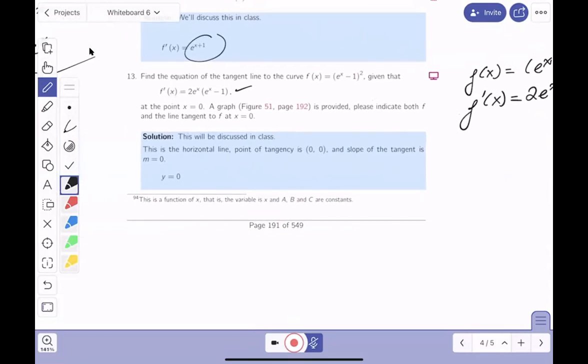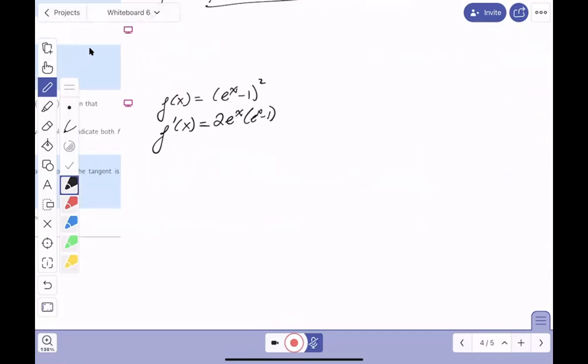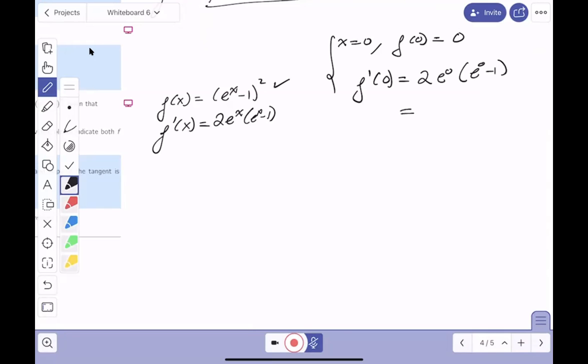They want the point 0, so x equals 0. I have to do f(0) to get the point, right? What's f(0)? Well, that would be 0. That's fairly easy to plug in. The next thing I do is f prime at 0. I don't know, plug it in. So what do you get? 2 e to the 0, and then e to the 0 minus 1. What does that give you? 2 times 1 minus 1, which is 0. That's pretty simple.